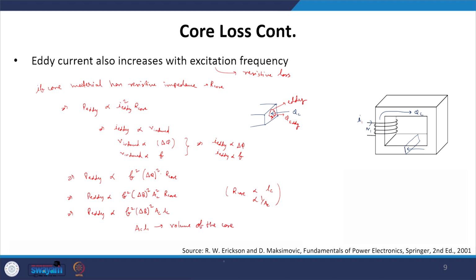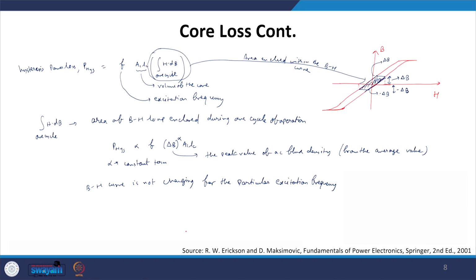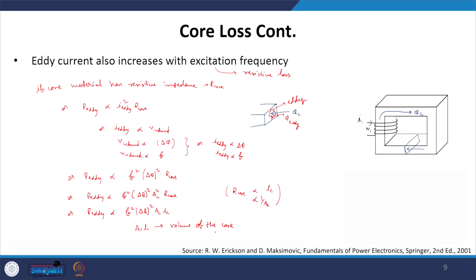So what we see is that in case of hysteresis power loss, our hysteresis power loss is proportional to frequency and delta V raised to power alpha, while our eddy current power loss is directly proportional to F square times delta V square. Now if you look very carefully, this eddy current power loss and the hysteresis power loss are the losses which happen in the core, and because of these losses the core gets heated up.